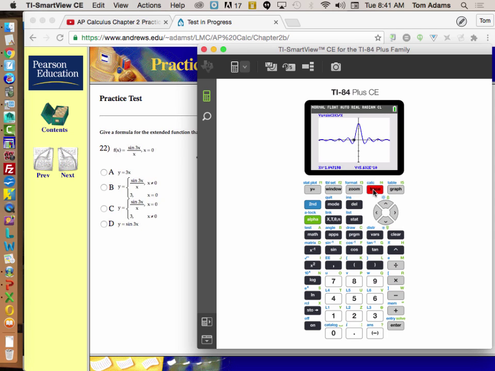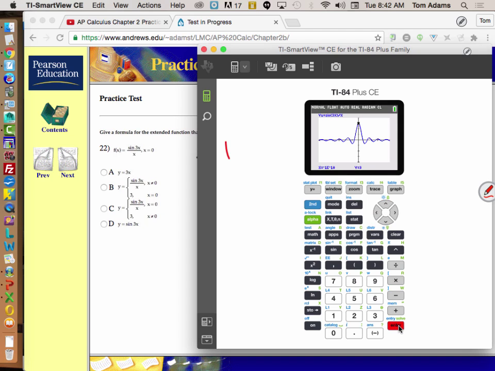So now if I hit trace, what I want to do is I want to get a really, really small, almost 0 number. So 0.0001, that'll be fine. And then I'll hit enter. Yeah, and it's 3. Cool. Now let's do a negative value. So if I say negative 0.000001, that's 3 as well.